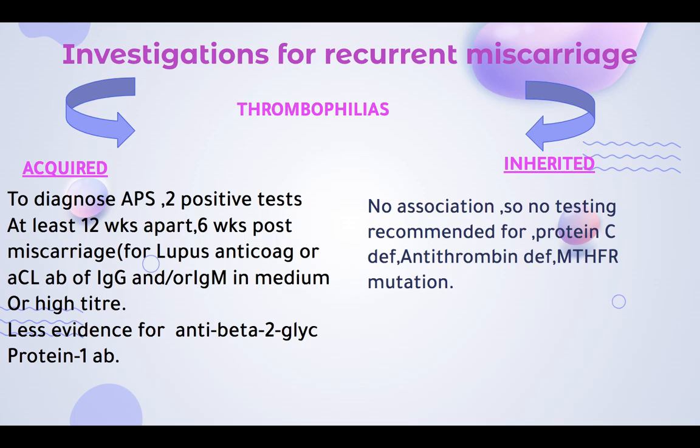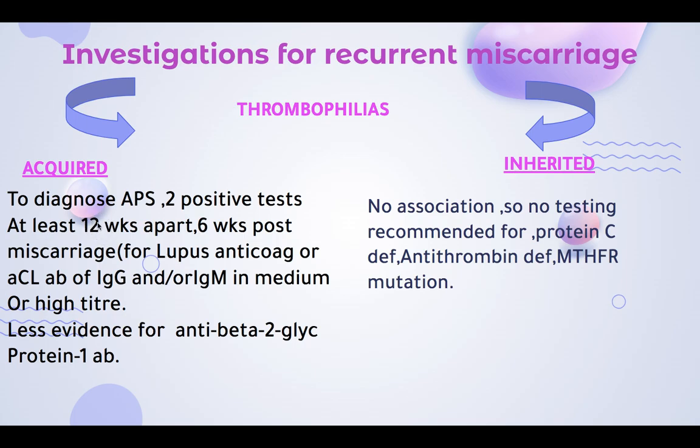Okay, to investigate recurrent miscarriage, we are going to discuss the thrombophilias, right? Acquired thrombophilias, particularly the lupus anticoagulant and anticardiolipin antibodies. And to diagnose the antiphospholipid syndrome, which we already know is a basic cause of recurrent miscarriage, what are we going to do? We will do 2 tests, right? These 2 tests will be at least 12 weeks apart. 2 blood tests will be done to check the antibody levels, and these will be 12 weeks apart.